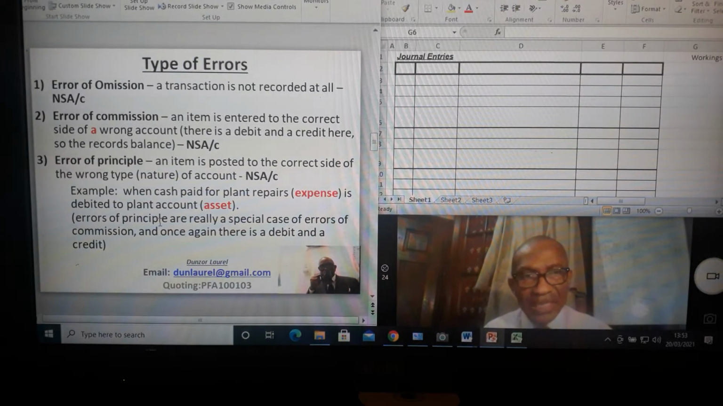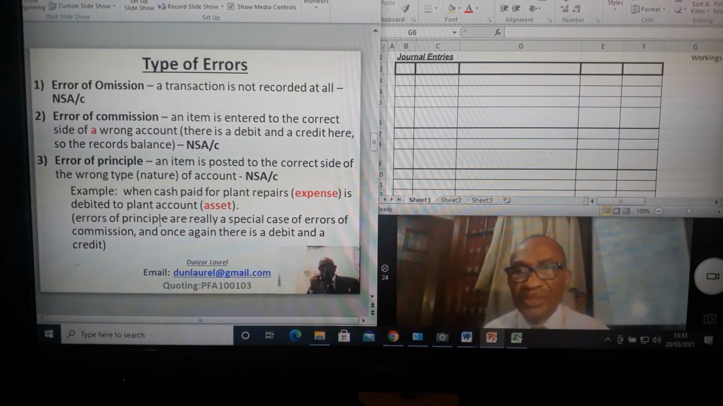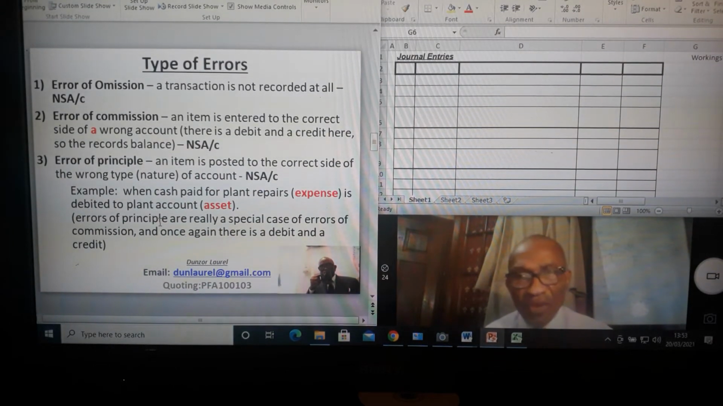You can't debit an asset when it is not increasing the value of the asset. When you repair an asset, you're merely bringing it back to its original condition. So you should write it off in the period the expense, the cost, was incurred. So that is the error of principle.